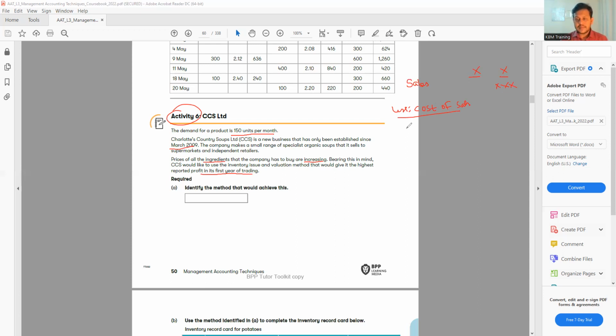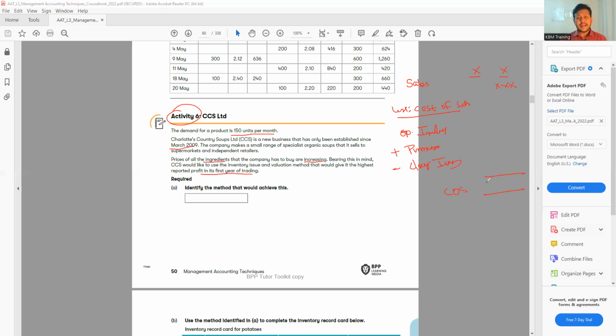The cost of sales has a formula: opening inventory, plus purchases, and less closing inventory. And that will give us the cost of sales.